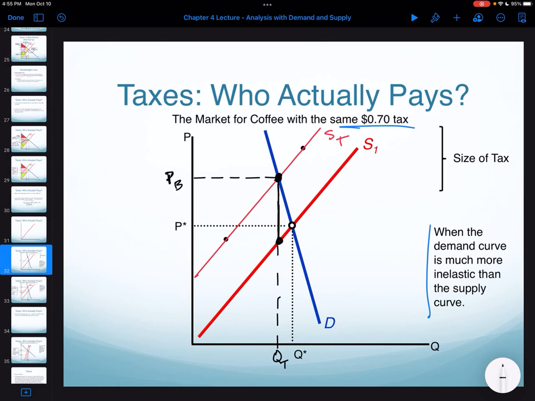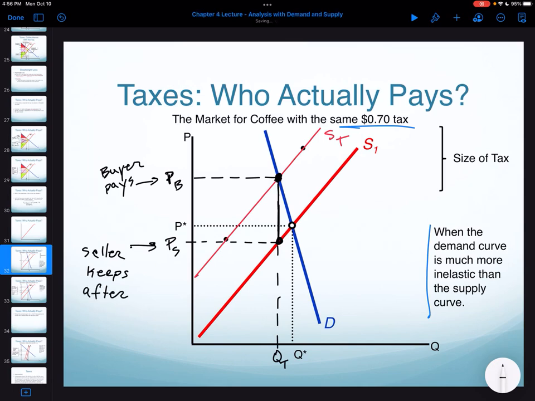So we subtract this amount, that is, we go down. And this down here is the money the seller now keeps after the tax. I'm going to label that with a P and an S, okay? So the upper price is what the buyer pays, and this lower price here is what the seller keeps after the tax.